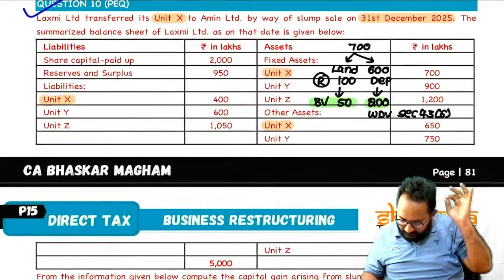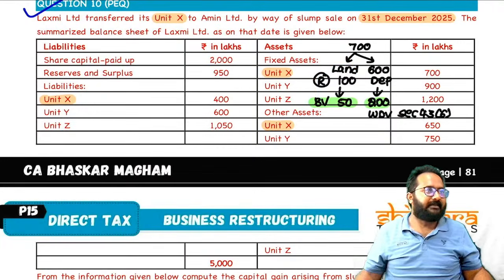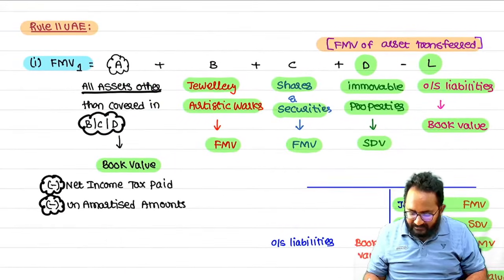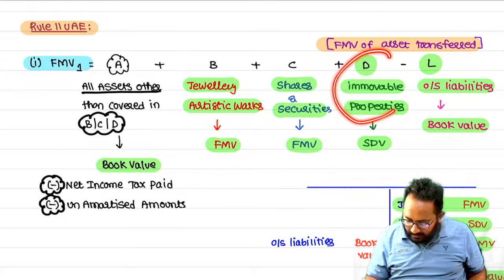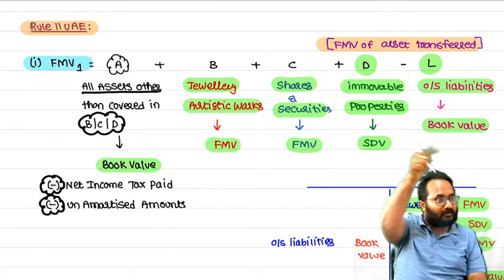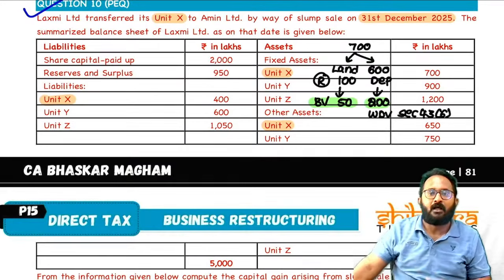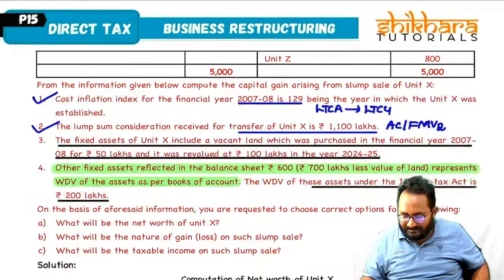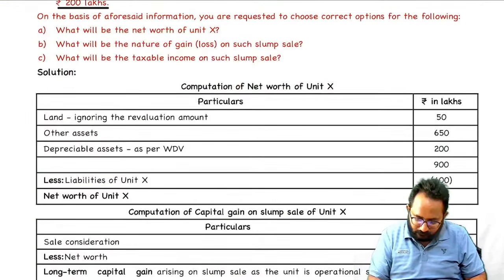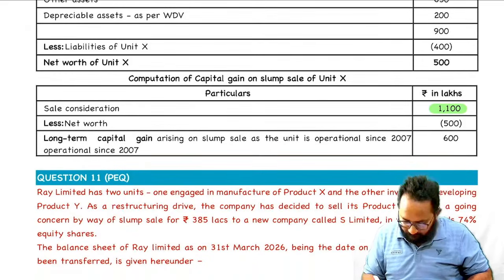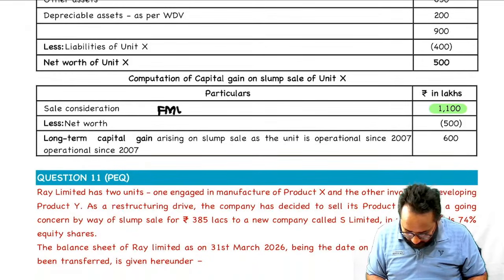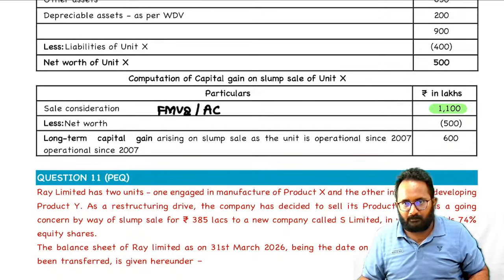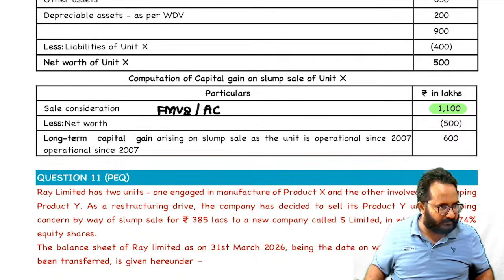Simply, this fact is enough to calculate what? FMV1. For land, if land is on our asset side, which value do we have to take? SDV. In the last question they gave it clearly, but here, did they give it or not? Not given. Can I calculate? No. Now, what is the sale consideration? Simply, the sale consideration is FMV2 only. That is the actual consideration. Understood? FMV1 computation is very easy.